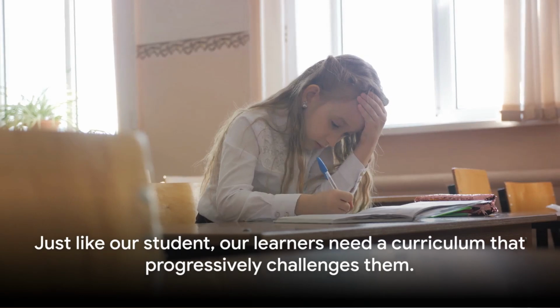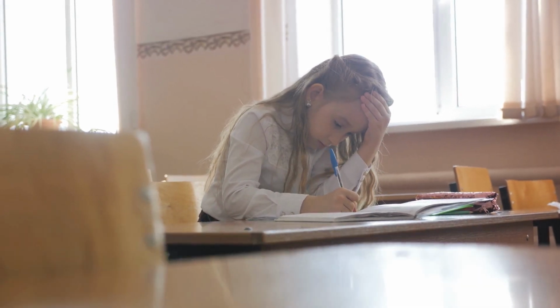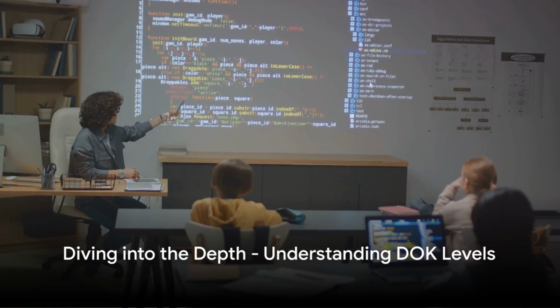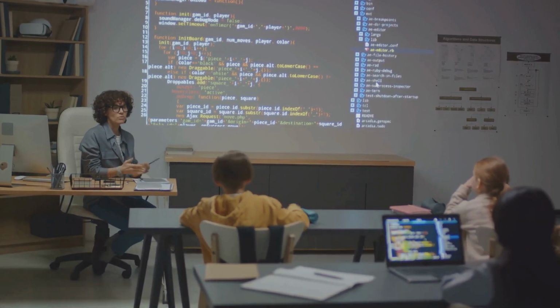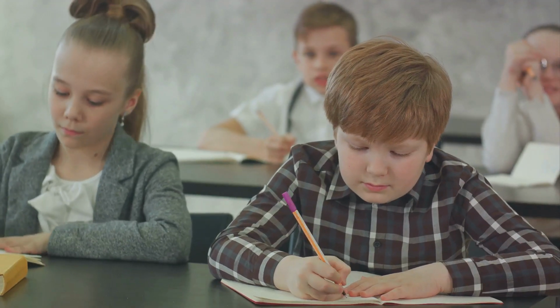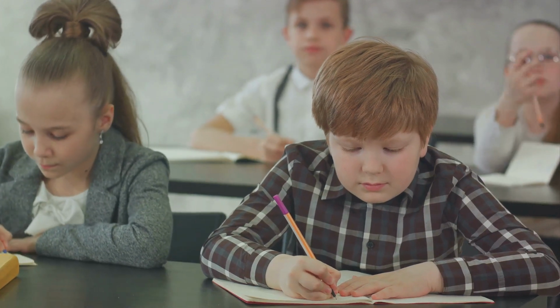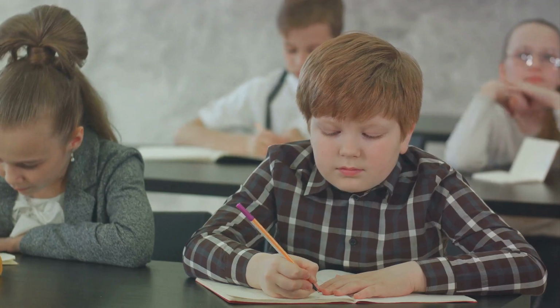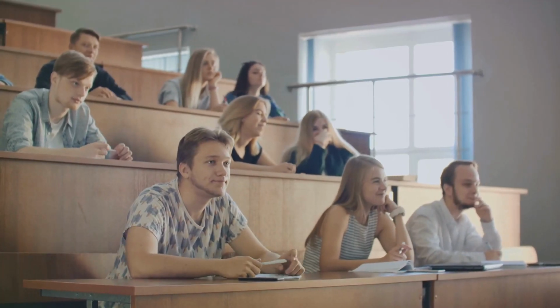Just like our student, our learners need a curriculum that progressively challenges them. This is where the depth of knowledge framework comes into play. The DOK framework consists of 4 distinct levels, each representing a different degree of cognitive complexity. Let's start with DOK Level 1. This is the most basic level, where students are asked to recall or reproduce knowledge they already have. Think of tasks like defining a term, identifying a fact, or recognizing a pattern. These are simple tasks that require minimal cognitive effort.